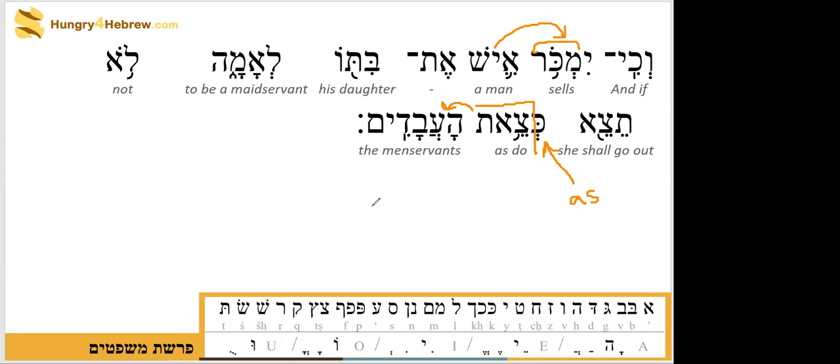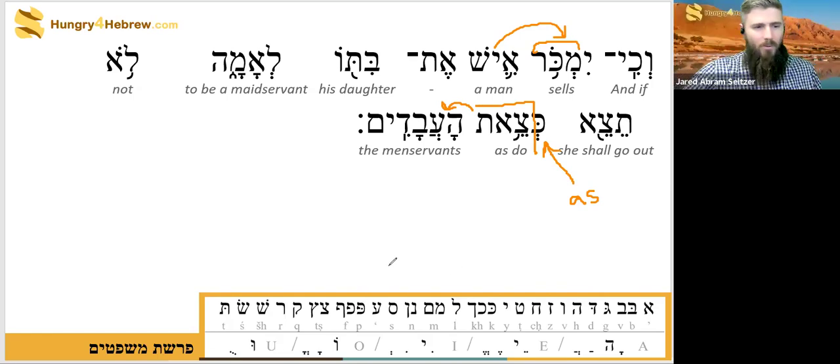We're going to get from the next verse what this is going to be referring to. At any rate, the point is that she shouldn't be treated harshly. She shouldn't be treated like all the other men slaves that have to go out to work and suffer and do hard laborious labor, but rather she shall be treated differently.